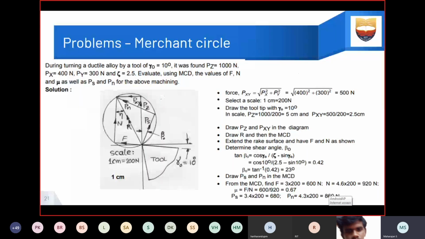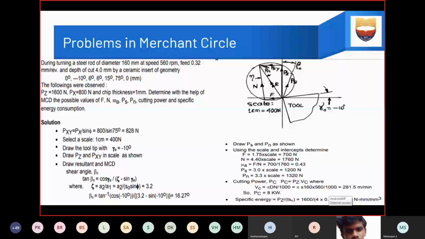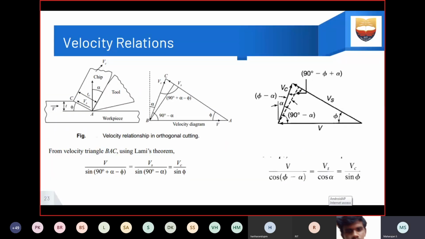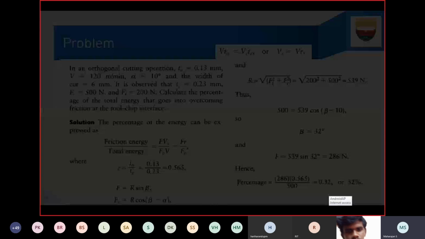For the problem here, if time permits, I will come back and explain the problem very clearly after finishing all the theory concepts. These two problems I will explain. This is also cutting velocity. The three problems I will explain again.